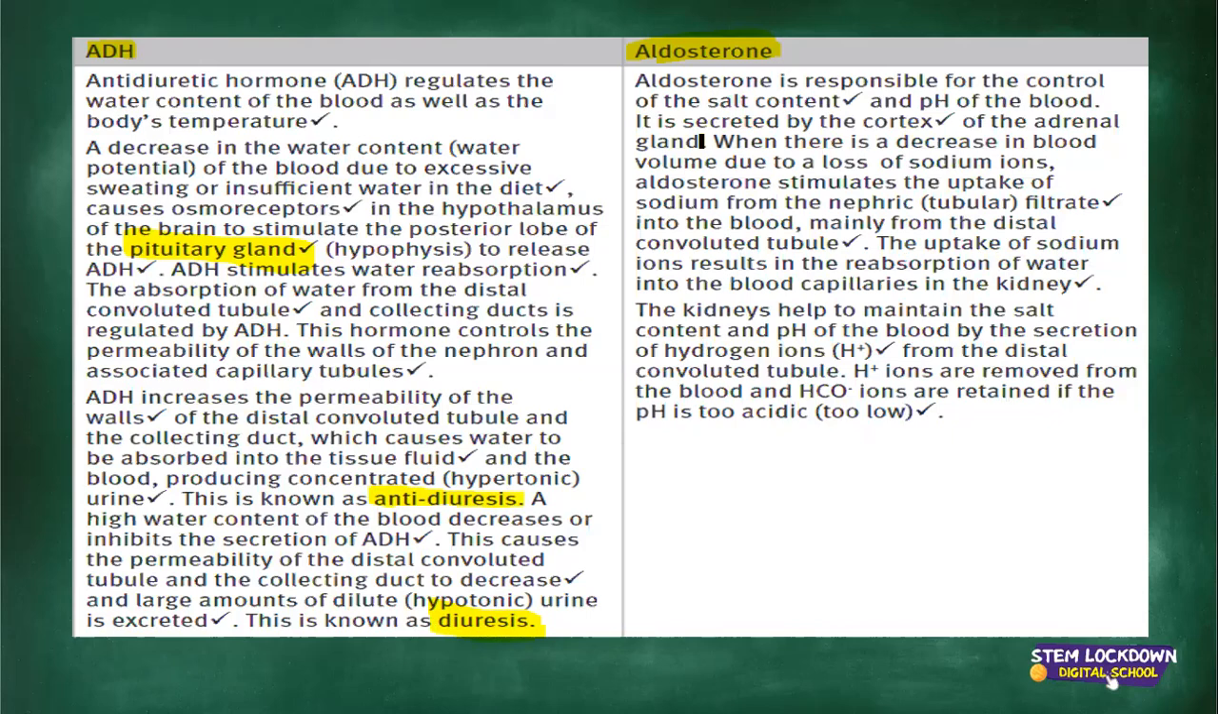Then, now we move on to the process of aldosterone. Aldosterone, what is it doing here? Aldosterone is responsible for the control of the salt content and pH of the blood. This is secreted by the cortex of the adrenal gland. Remember, I even showed you the diagram of the adrenal gland and where it is located on the kidneys. Let's quickly go and see it.